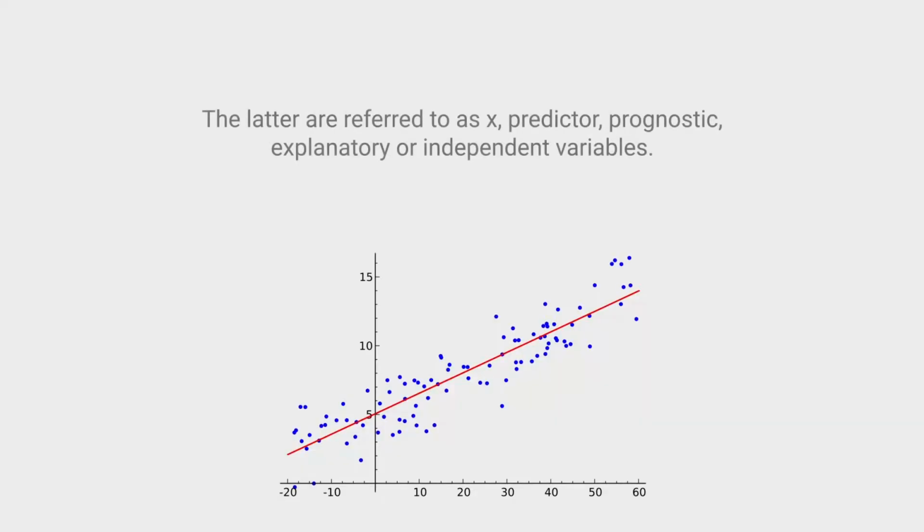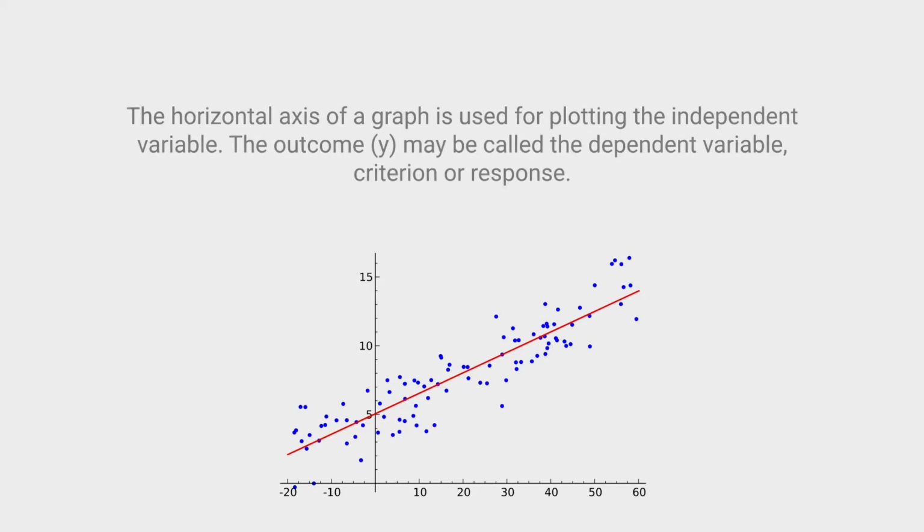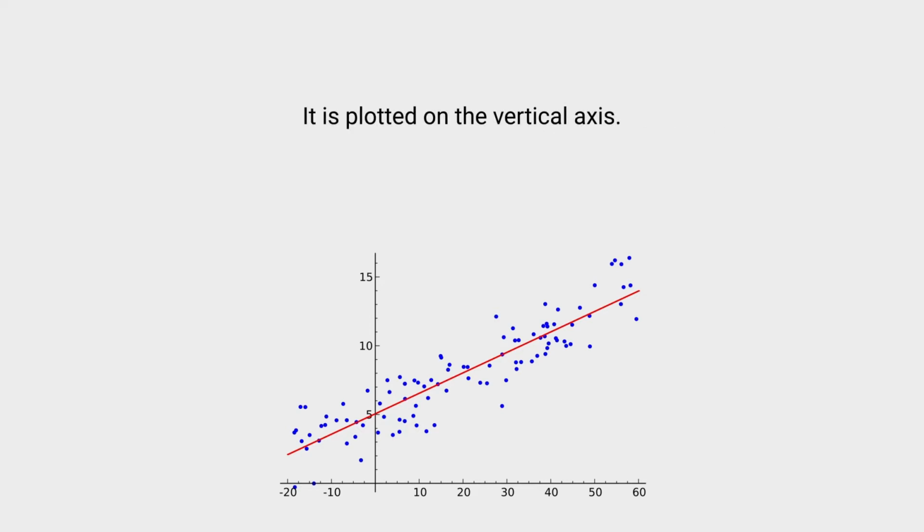If we go into the backdrop, when we covered correlation, there also we were finding out the relationship between two variables, but here the outcome depends on one or more other variables. So predictor, prognostic, explanatory, and independent variables are there, and the horizontal axis of a graph is used for plotting the independent variable. The outcome may be called the dependent variable, or the criteria or response, and based on that it is plotted on the vertical axis.